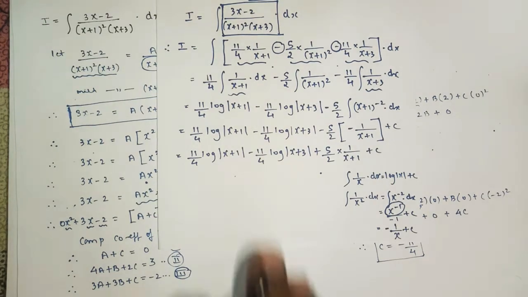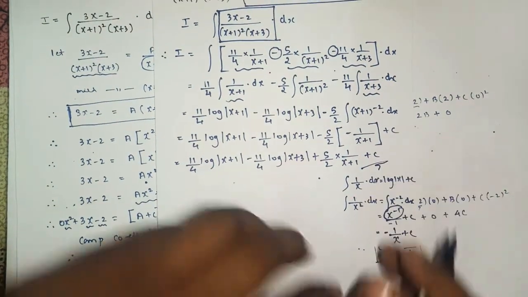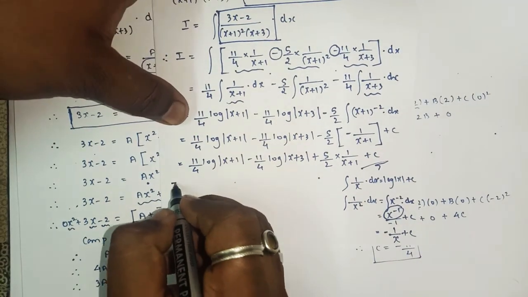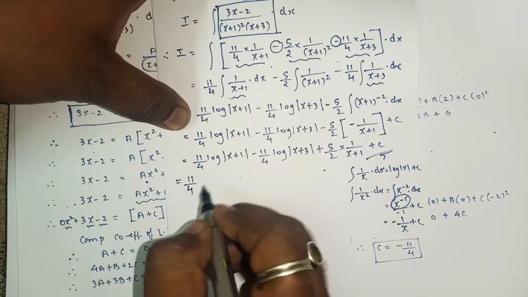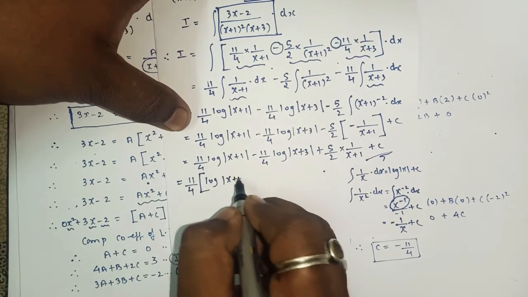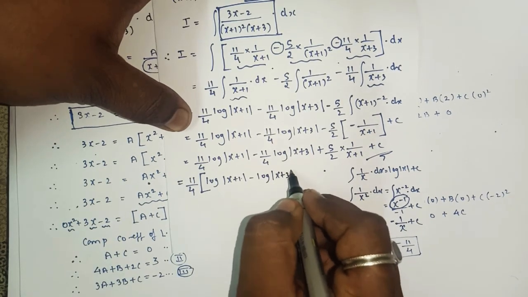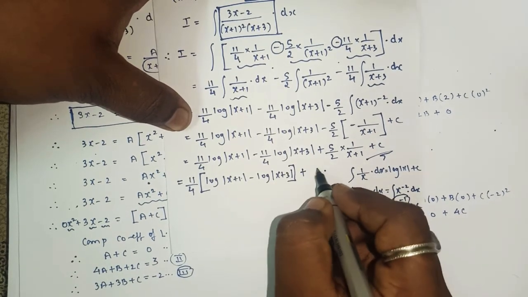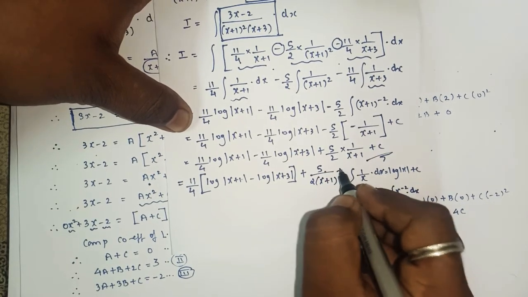Okay, so I hope you all understood the sum. You can stop your answer here itself, or else if you want you can solve the sum further, as here 11 by 4 is common. So inside the bracket you will get log mod x plus 1 minus log mod x plus 3. Yeah, this we can write as 5 upon 2 times 1 upon x plus 1 plus c.